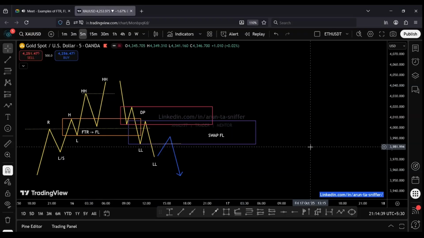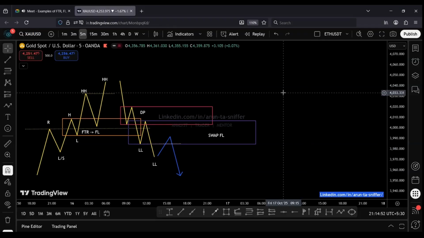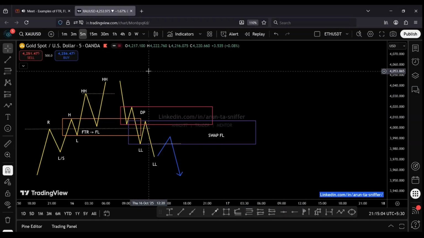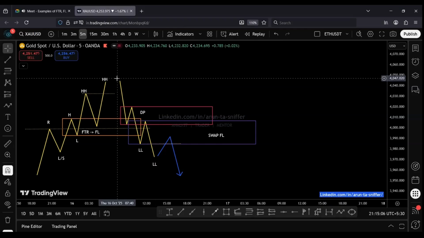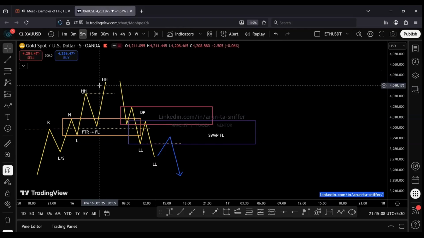Structure? Yes, I wish to know that instead of crossing this where you have made a swap FL, okay, if it reverses back from the point where you have shown DP, then what will be the next step? I mean to say, where will be the DP in that case? This was the mistake that I was making, I believe. So the last higher high, this is the higher high.